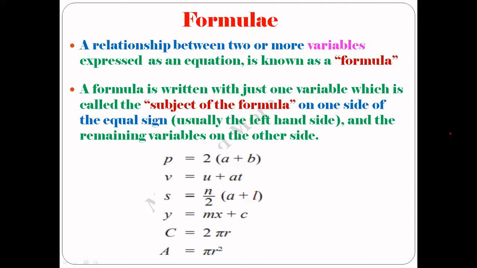Now you know what the variables are. Now you know what an equation is. The relationship between two or more variables expressed as an equation is known as a formula. A formula is written with just one variable, which is called the subject of the formula, on one side of the equation, usually the left hand side, and the remaining variables on the right hand side.